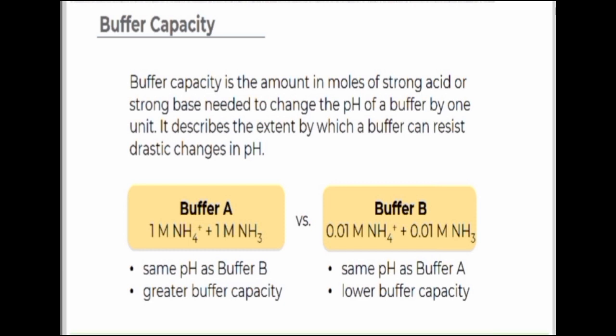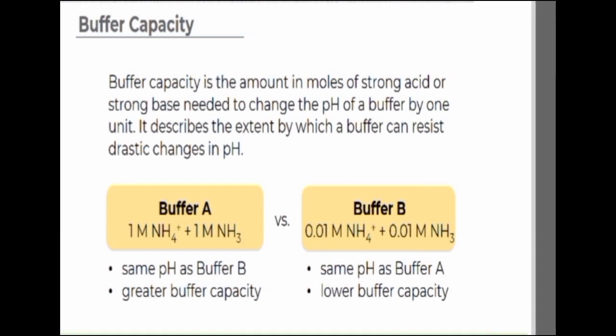The two buffers have the same pH since they have the same base to acid molar ratio. However, buffer A has greater buffer capacity than buffer B since it has greater concentration of ammonia or ammonium ion that can consume the added acid or base.